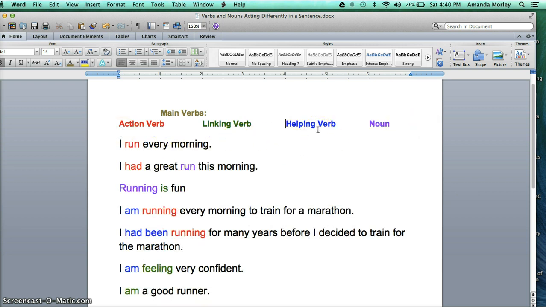Now, helping verbs help the main verb, and sometimes there's nouns. We already looked at a noun. A noun is a person, place, thing, or idea, okay? But sometimes a word can act as a noun, but sometimes act as a verb. So let's take a look.